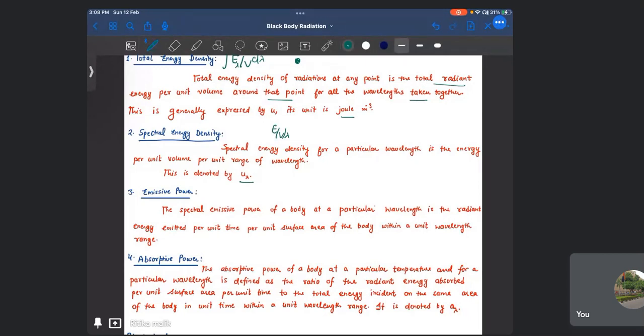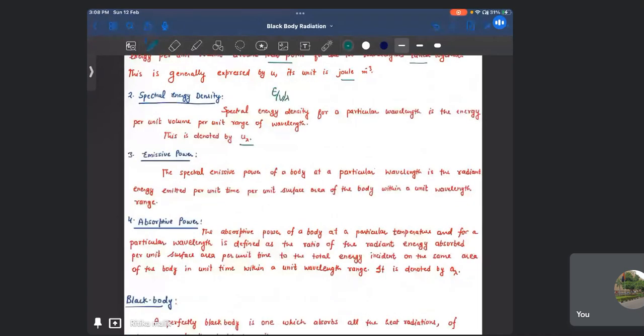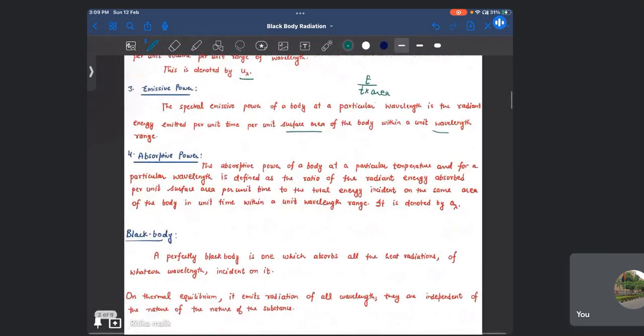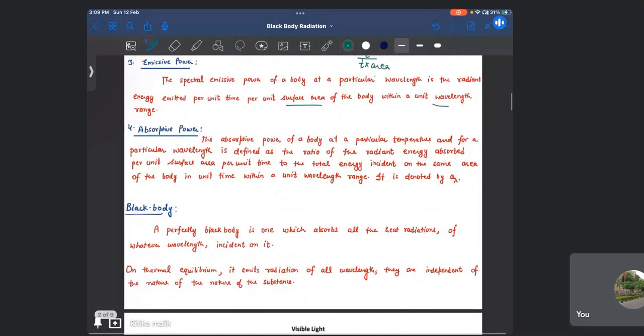Emissive power is the power, which is energy per unit time, emitted per unit surface area of the body within a unit wavelength range, and it is known as the emissive power. So you have energy per unit time per unit surface area, kind of intensity, within a unit wavelength range. Absorbing power is defined in terms of a ratio. The absorbing power of a body at a particular temperature for a particular wavelength is defined as the ratio of the energy absorbed per unit surface area per unit time to the total energy incident on the same area of the body in unit time within a unit wavelength range. And it is defined by E lambda.